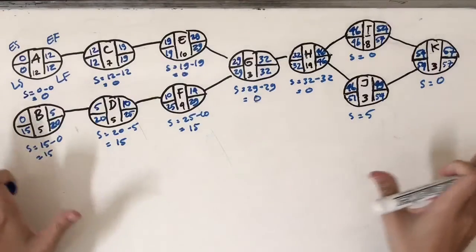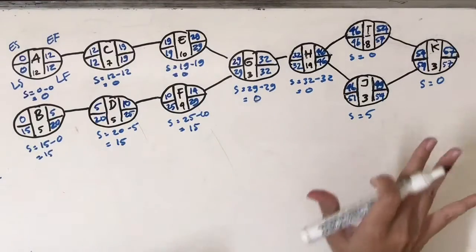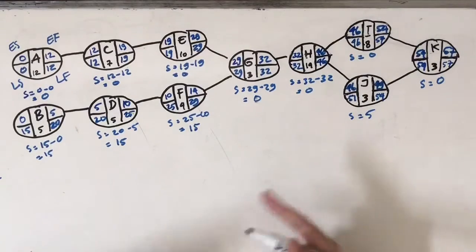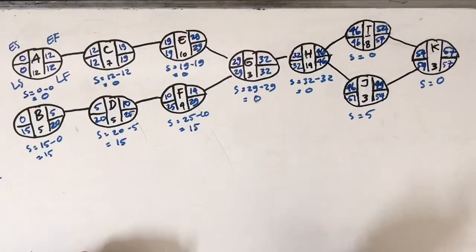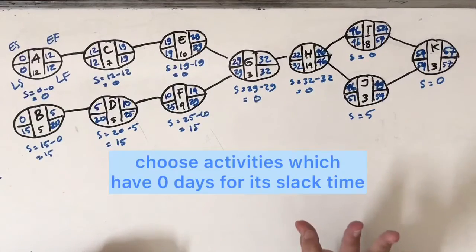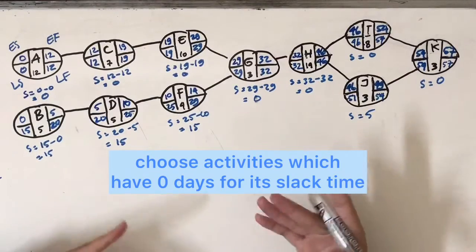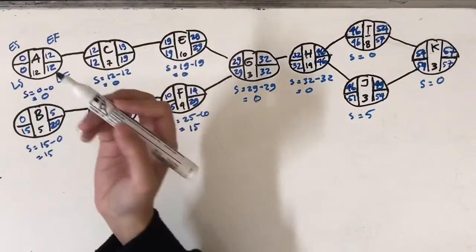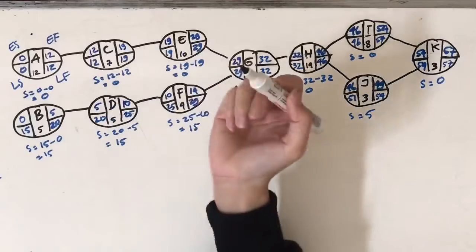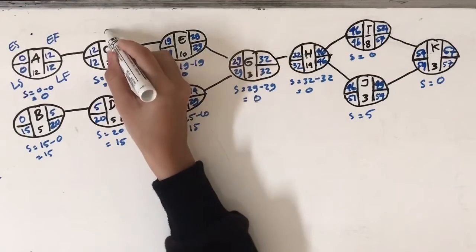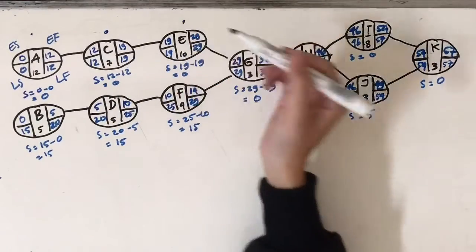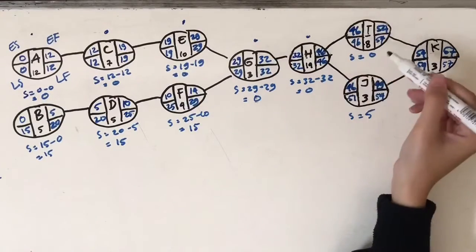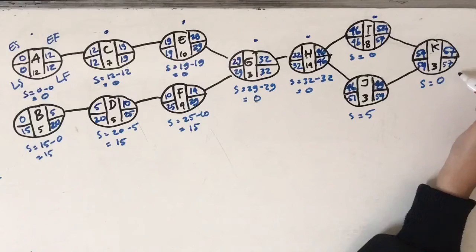After we got the slack time for each activity, now we could define the critical path. We choose any activities which have 0 days for its slack time. So based on that, we choose A because it has 0 days, and then C, and then E, G, H, I, and K.